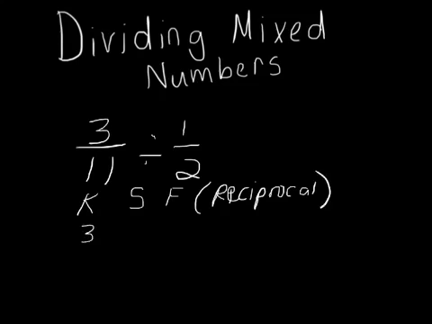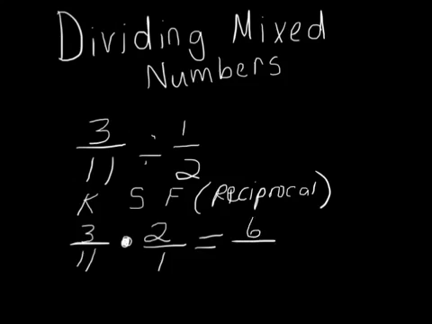So this would be 3/11. We keep the first one. We change the sign to multiplication. And then we flip the second fraction upside down, or we multiply by the reciprocal. And now we're going to quickly check, can we cross cancel? No, so now we're going to multiply. 3 times 2 is 6, and 11 times 1 is 11. And we do not need to simplify. Nothing we could divide into 6 and 11 except for 1, so we are finished.